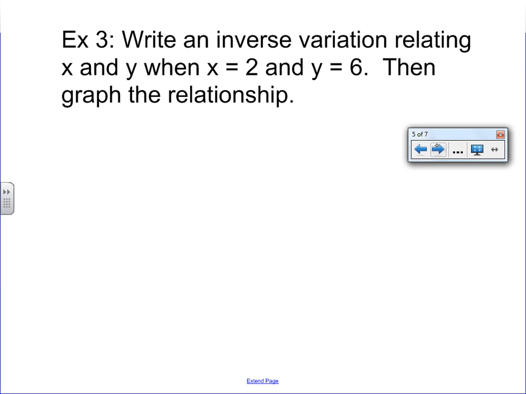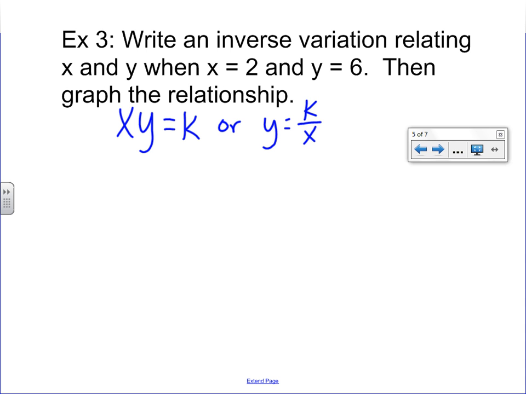Write an inverse variation relating x and y when x is 2 and y is 6. Then graph the relationship. So I know that inverse variation has to be xy equals k or y equals k over x. So if they give me x and y and they want me to write a relationship, I'm going to just plug them in here and find that k.